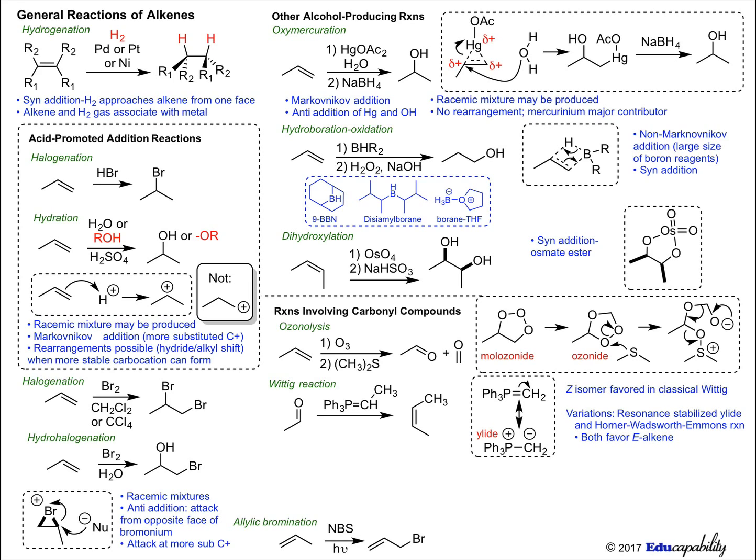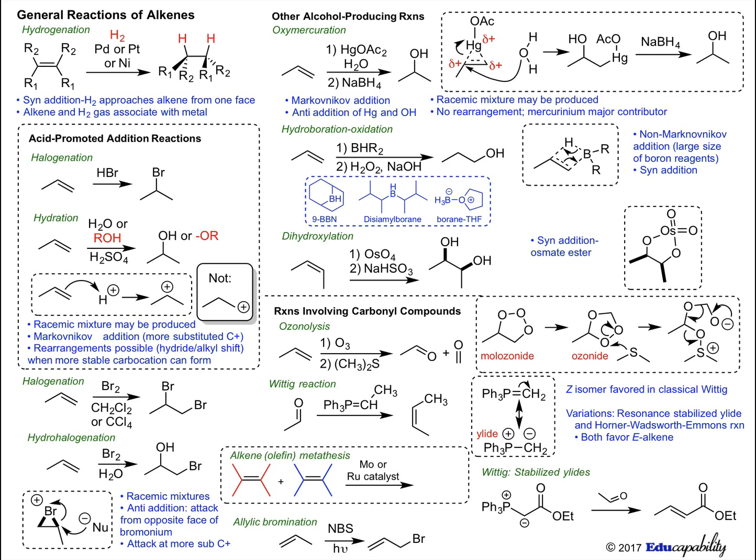Z-alkenes are favored under the classical Wittig conditions. When there is a possibility for resonance stabilization of the carbanion, the E-alkene is more favored. Alkene metathesis, though a bit more advanced, is an important reaction in modern synthesis. Treatment of two alkenes with molybdenum or ruthenium catalysts results in the formation of a new alkene with substitution from the original alkenes on either side of the double bond. This reaction is most useful when it is done in an intramolecular fashion to close a ring.